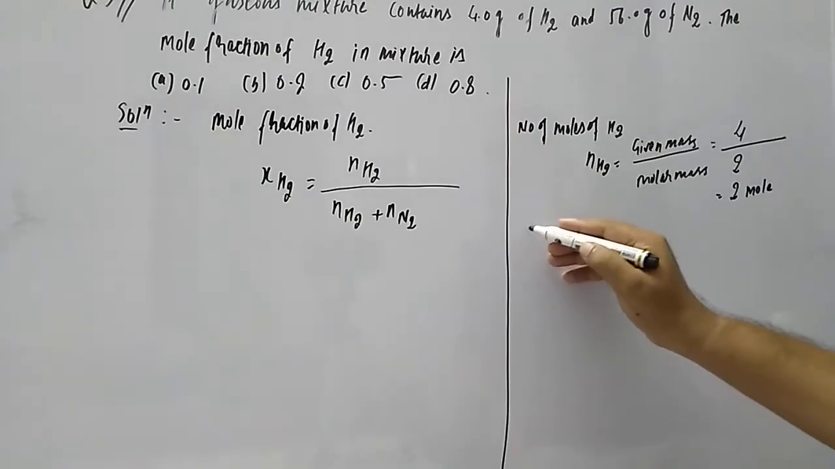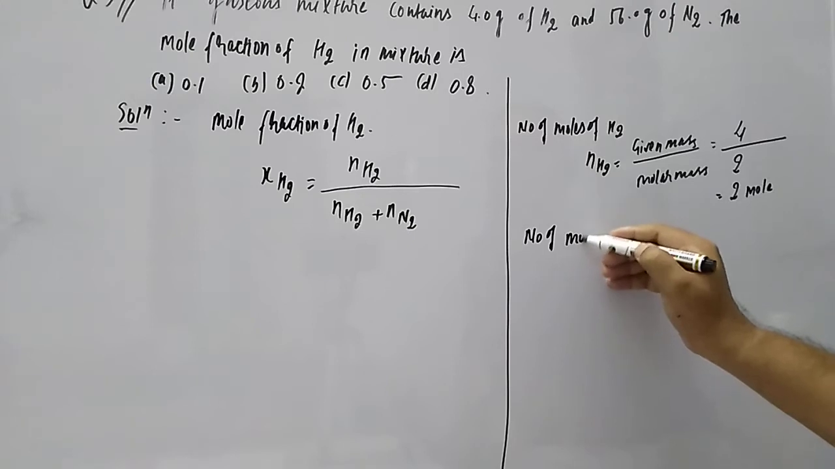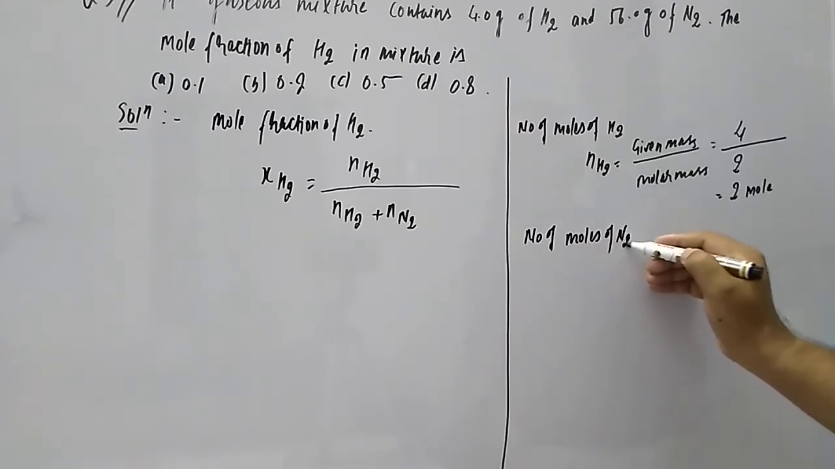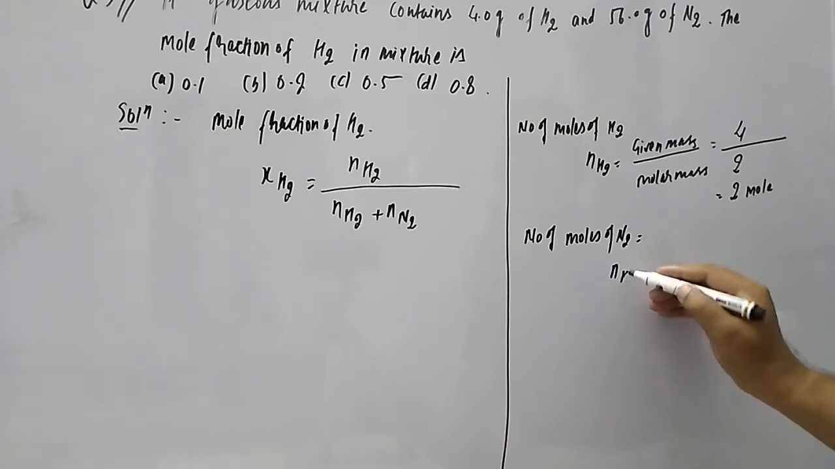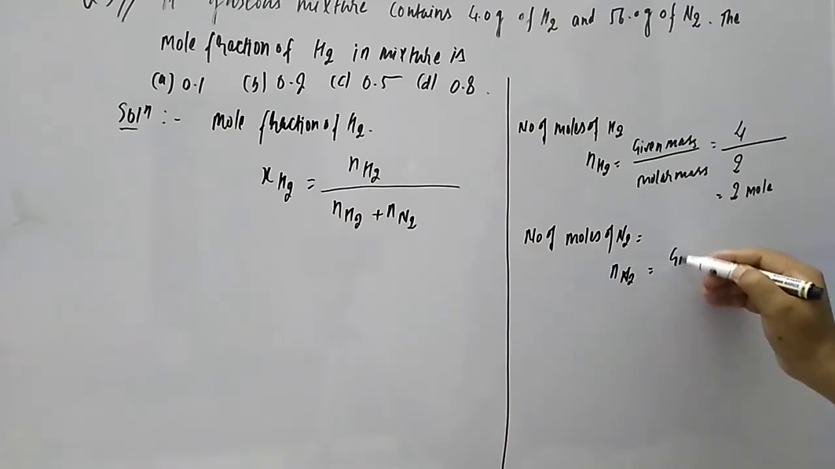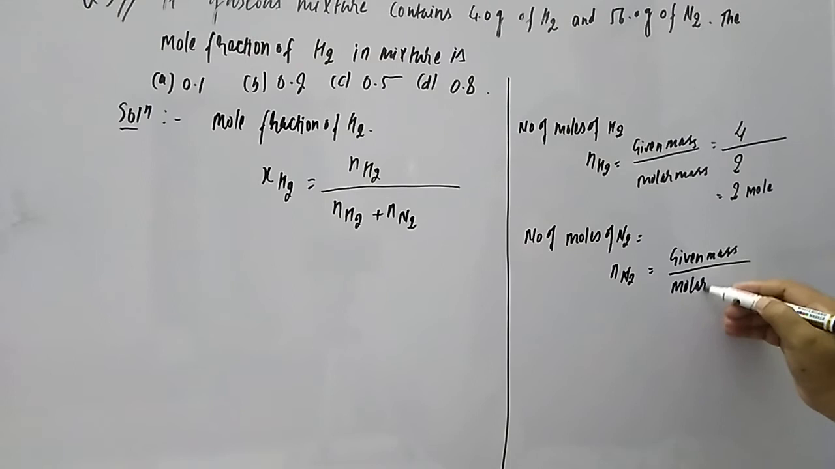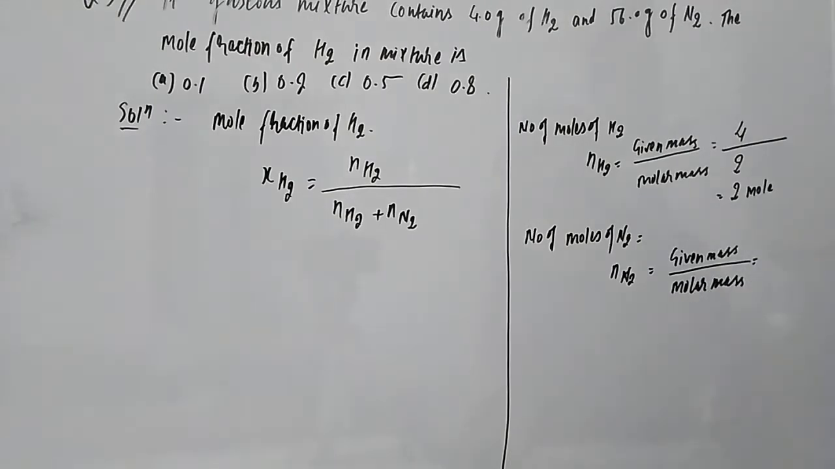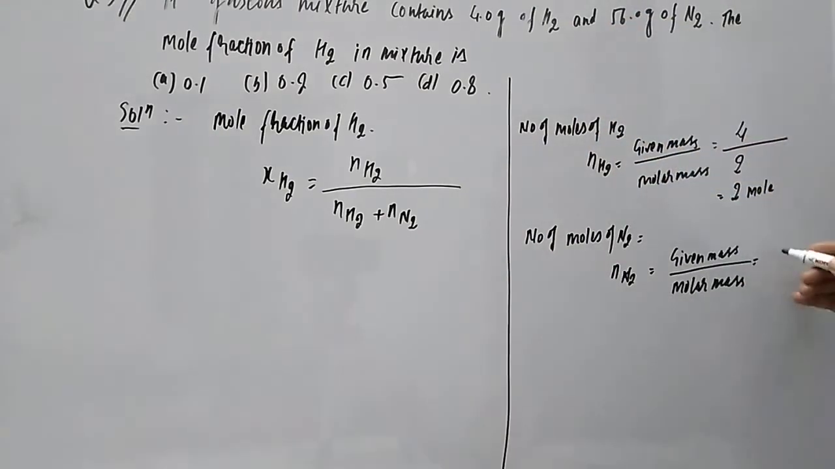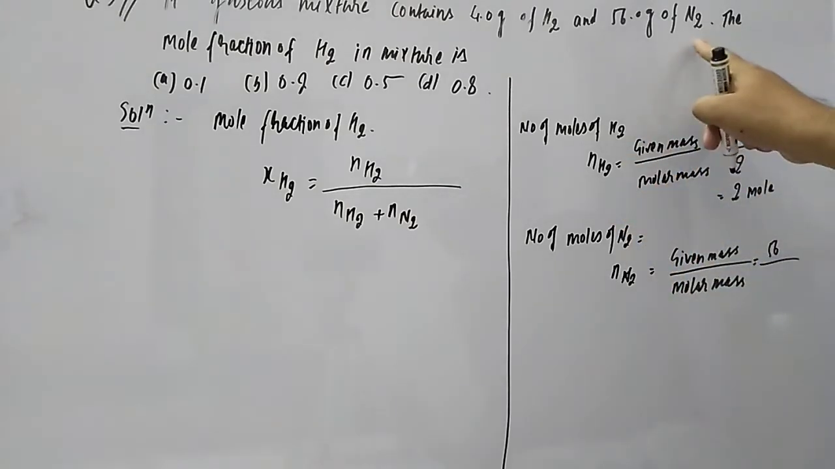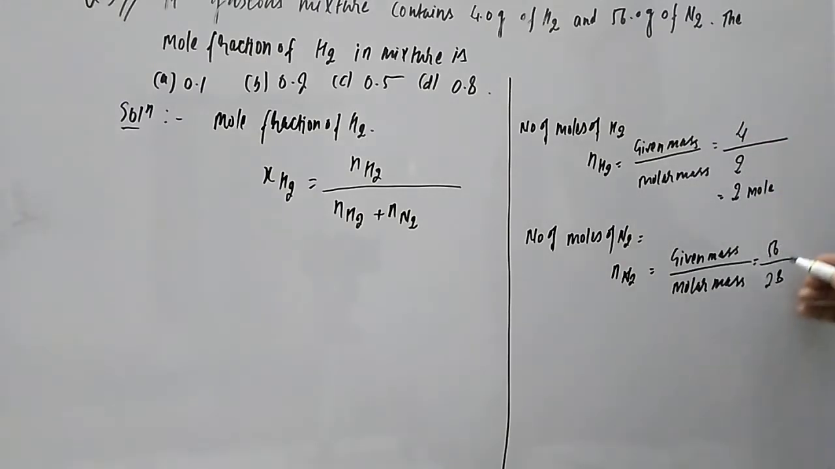Now the number of moles of N2, how to calculate it, student? N of N2 is equal to given mass upon molar mass. Given mass is 56 gram. And the atomic mass of nitrogen is 14, so N2 is 28. 56 by 28 is 2 times, so 2 moles. N2 is also 2 moles.